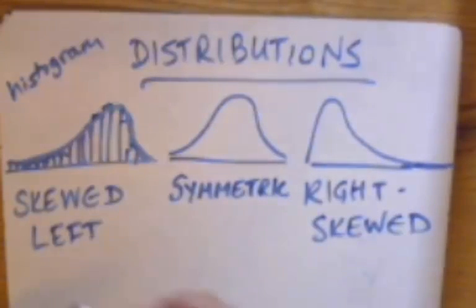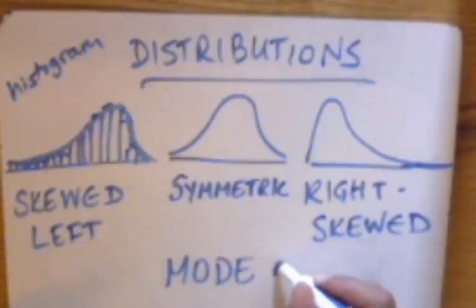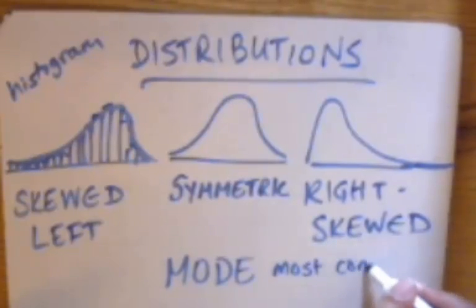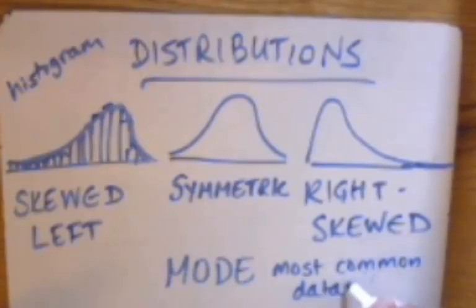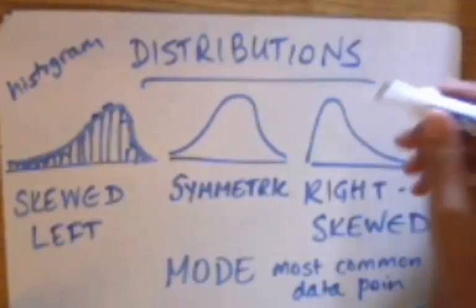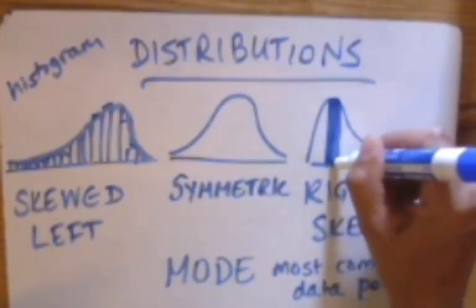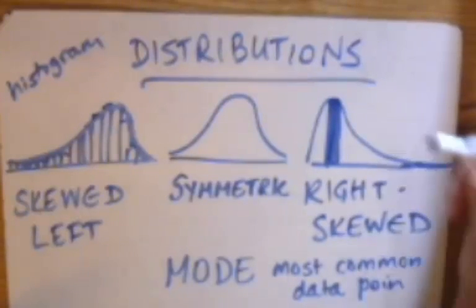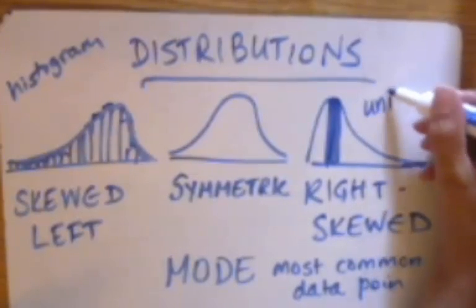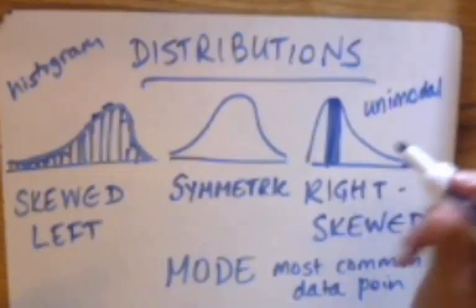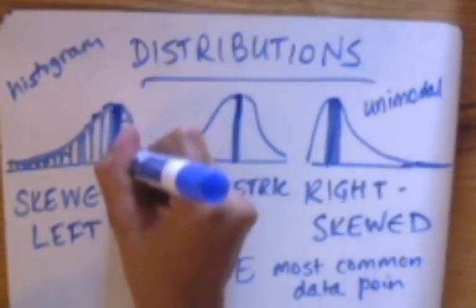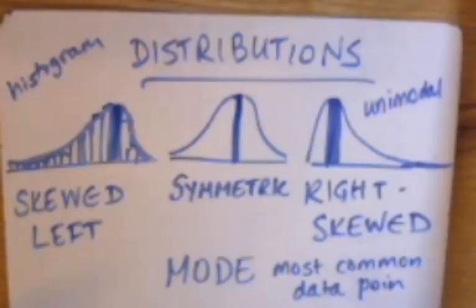Another way to describe these is using mode. Mode is the most common data point, and we'll go over that later. However, right now we know that whatever data point is right here, whatever is the tallest point of our distribution, that is the mode. And all of these are what we call unimodal. They all have one highest point, and therefore they are called unimodal.